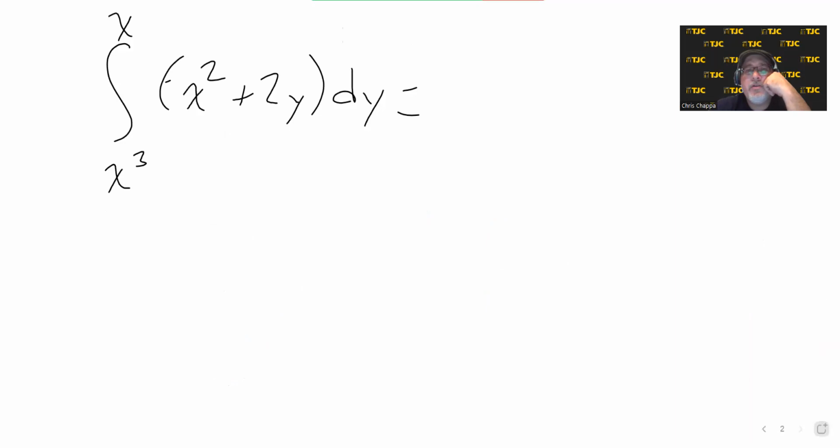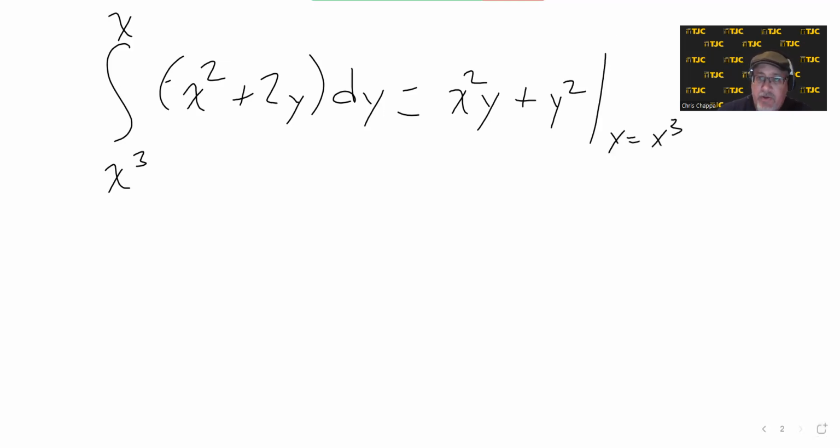All right. Integrate with respect to y. Well, x squared is a constant with respect to y, so its antiderivative is x squared y, plus an antiderivative of 2y is y squared. And this is going from y equals x cubed to y equals x.